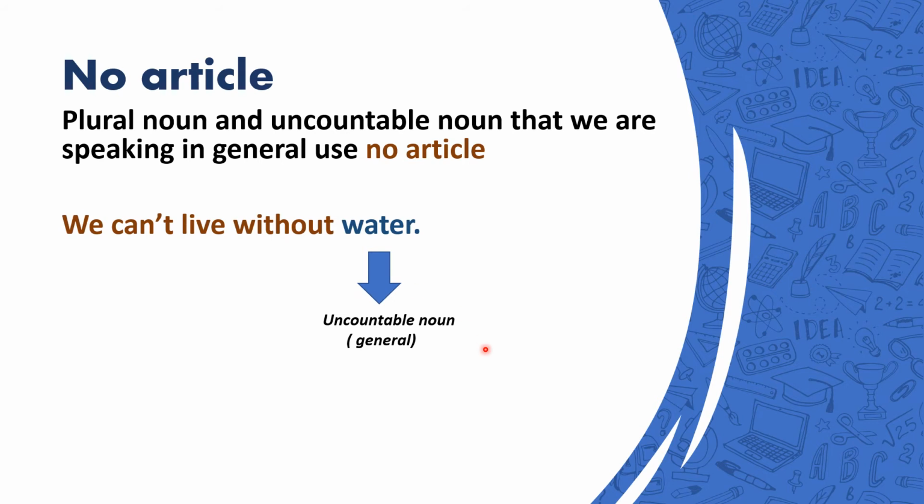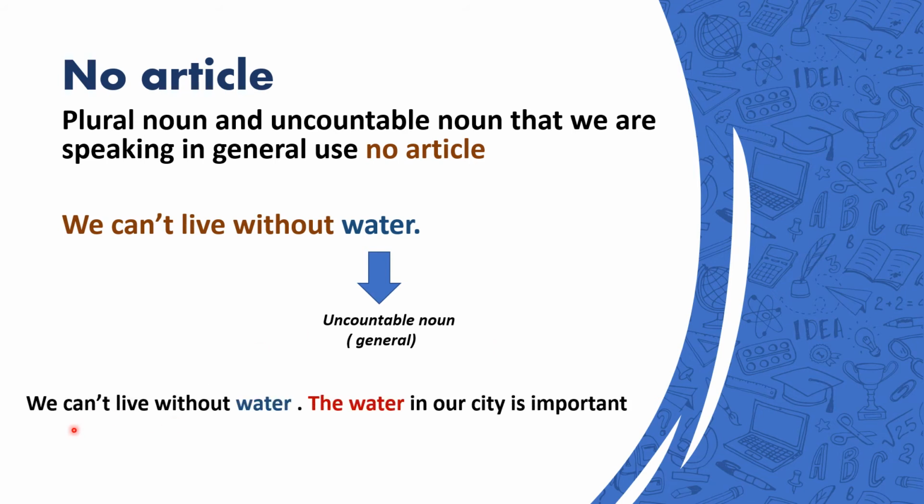But if we want to mention water in the second sentence or in another sentence, we use the, like in this sentence: We can't live without water. We want to mention water again, so we use the: The water in our city is important. In the first sentence we mention water for the first time, and it is an uncountable noun, so we don't put any article. But if we want to talk about water again, we use the, because we mentioned it before.